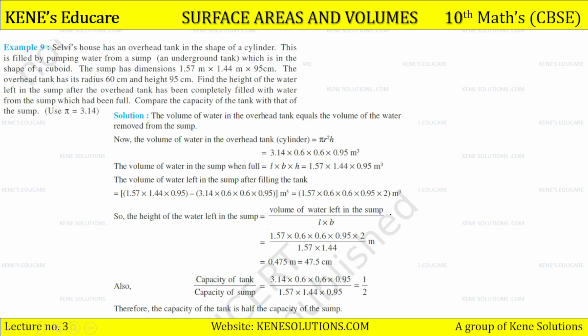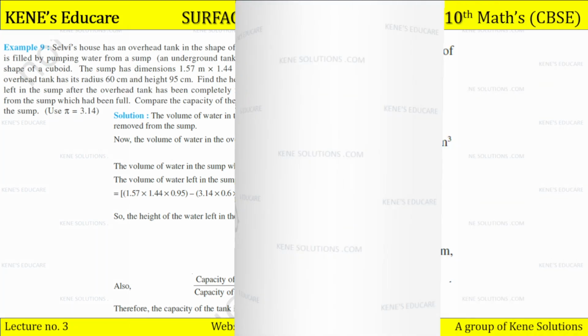So capacity of the tank upon capacity of sump is equal to 3.14 multiplied by 0.6 multiplied by 0.6 multiplied by 0.95 upon 1.57 multiplied by 1.44 multiplied by 0.95 is equal to what? Look, this gets cancelled. Then if you solve it here, you get 1/2. Okay, so therefore the capacity of the tank is half the capacity of the sump.